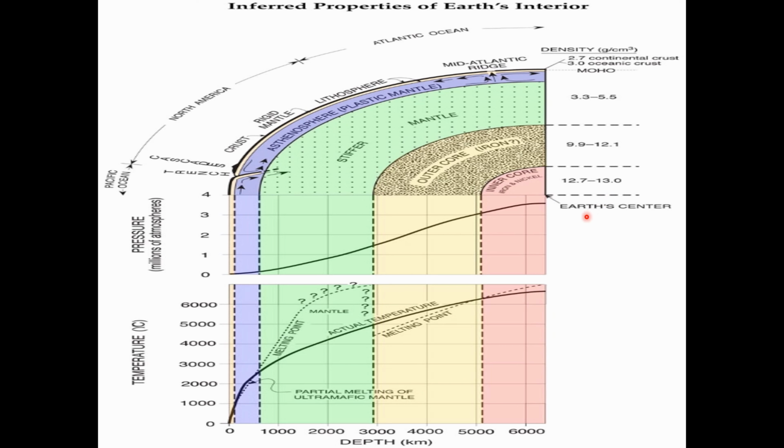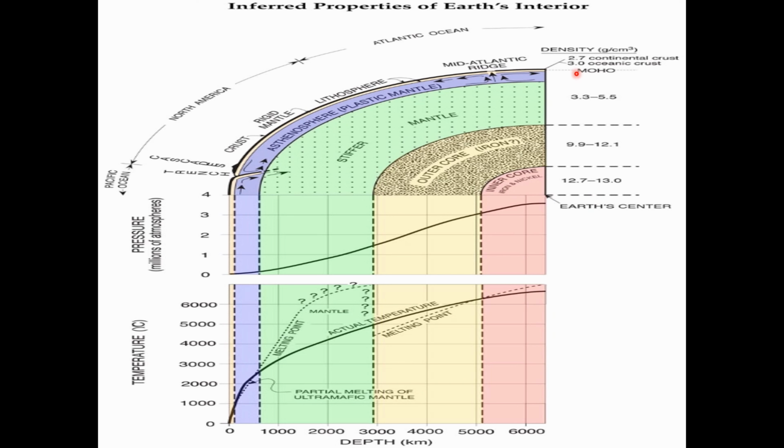On this side, you actually can see the density of the different layers, one of the important physical characteristics that we talked about. And so you see how the continental crust or the oceanic crust, depending on which one we're talking about, is either 2.7 or 3.0. We will get to that in a little while. We have the stiffer mantle right here, which has a density of between 3.3 and about 5.5 grams per cubic centimeter. You have the outer core, which is about 9.9 to about 12.1, and then you have the inner core, which is about 12.7 to about 13 grams per cubic centimeter.